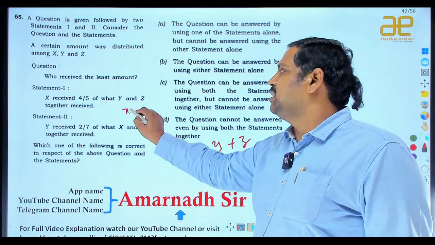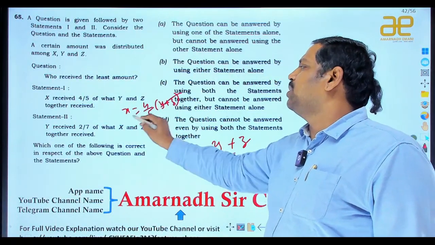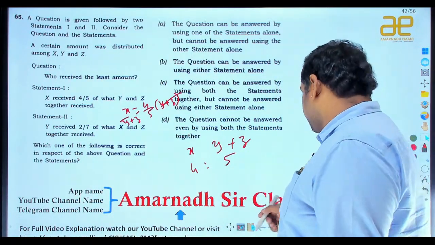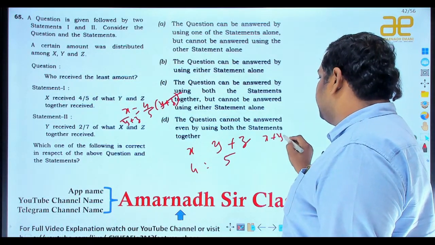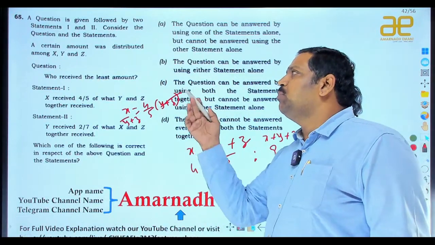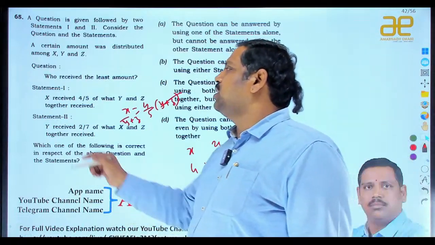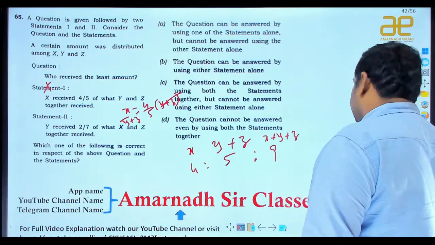Because he said x is equal to 4 by 5 of y plus z. Move the y plus z to this side: x by y plus z is 4:5. I can say that x plus y plus z in this ratio is 9. But I am unable to say who received the least. So statement 1 alone is not sufficient to answer the question.